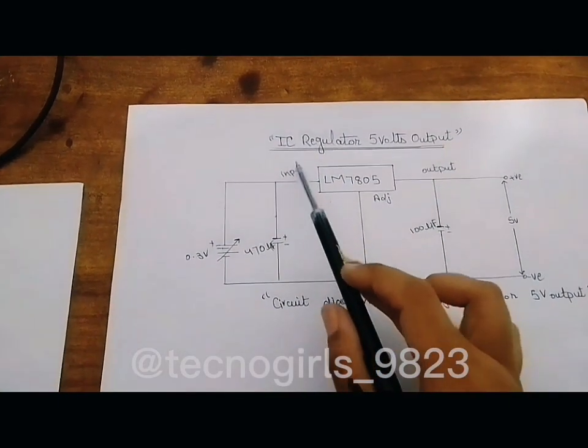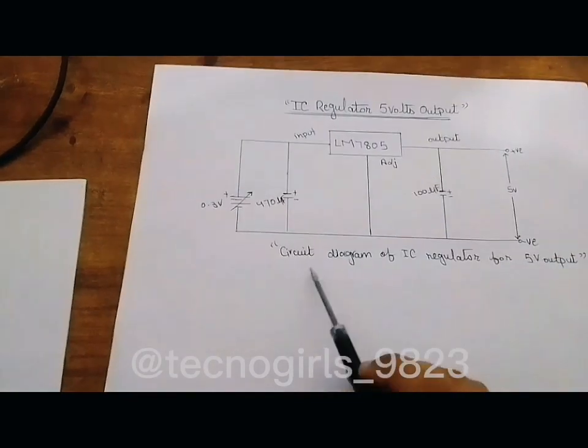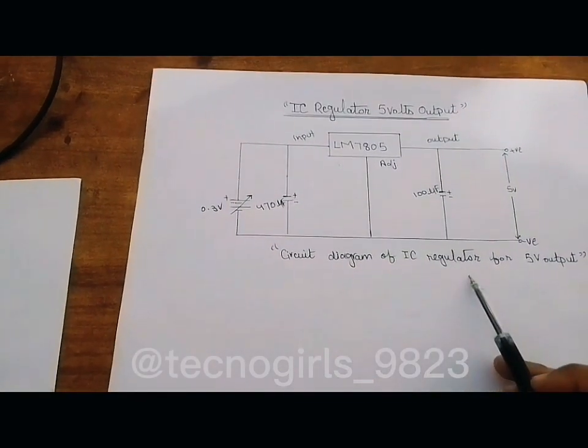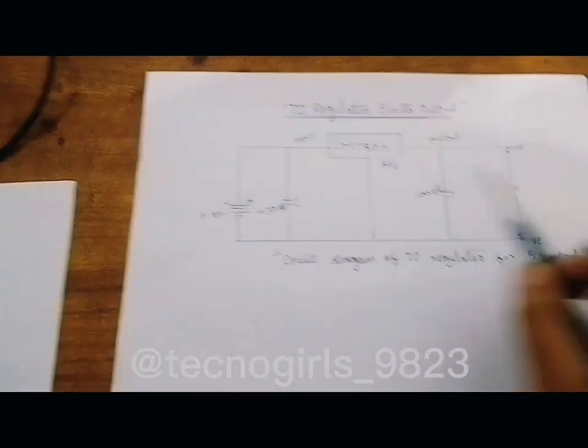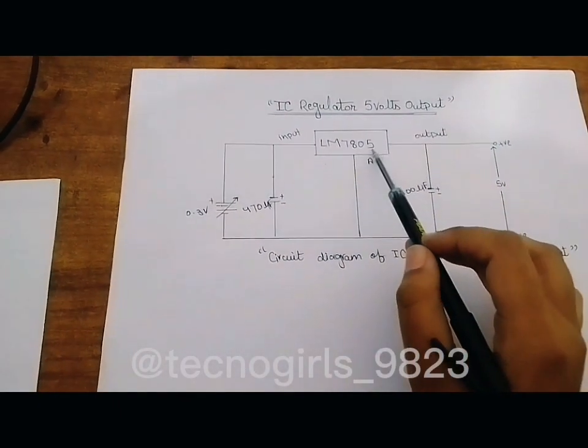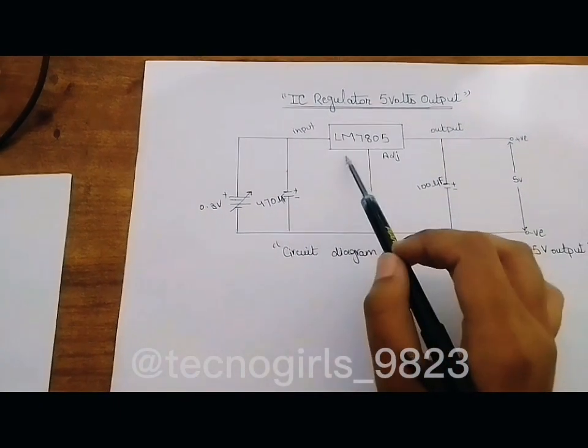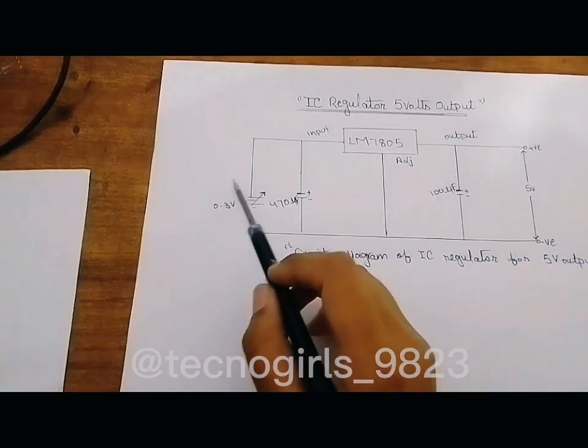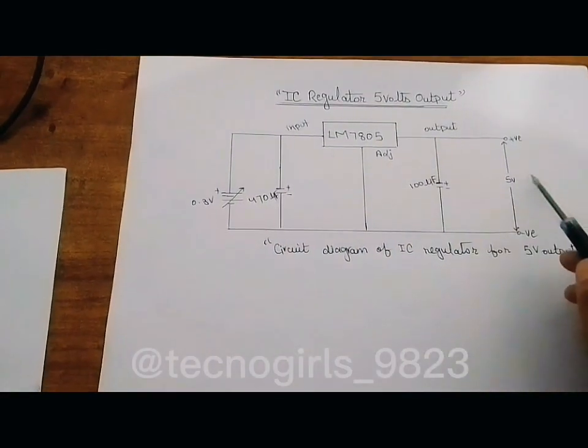So today's video is all about IC regulator. As you can see, this is a circuit diagram of IC regulator. This is the input terminal and these are the output terminals. This is a transistor and this is its serial number. As we apply the input from this point, we can obtain the output from that point.